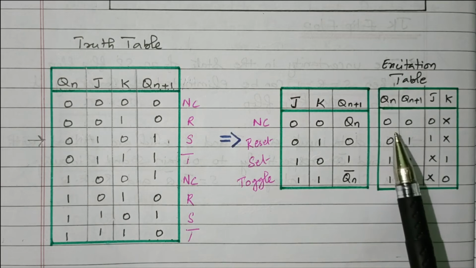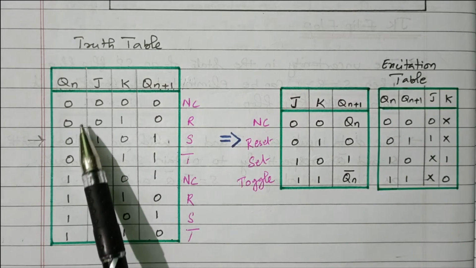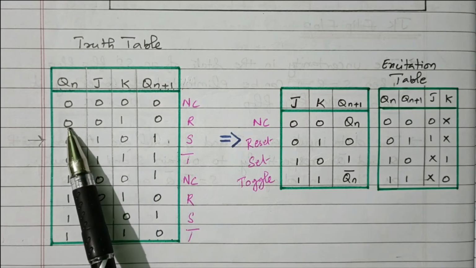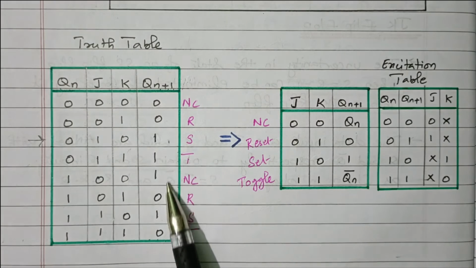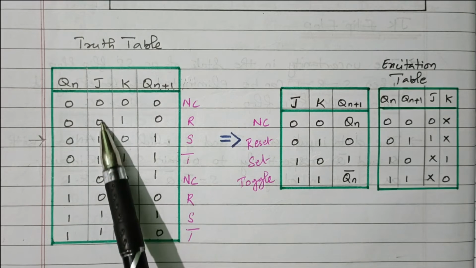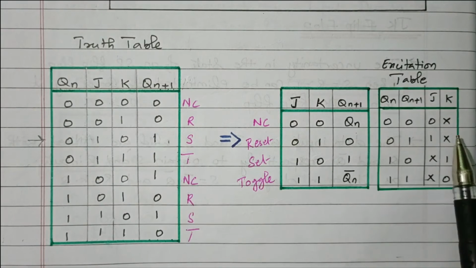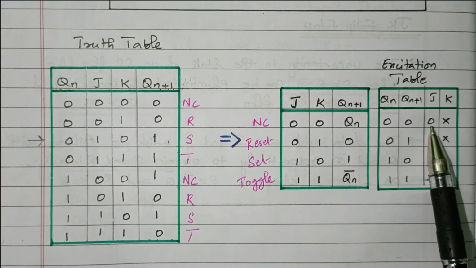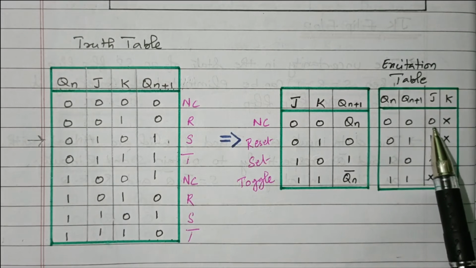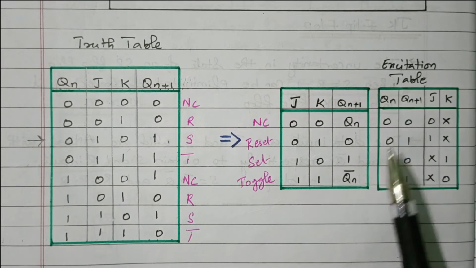Now we'll verify this. 0, 0: present state is 0, next state is also 0. Refer to this truth table. Here both are 0. Any other condition there? Here also both are 0. There is no other condition, only the first and second. In both cases J is 0, but K is 0 here and 1 there. So K may be X, but J is always 0. If you give J equal to 0, K may be 0 or 1, and the same state will be maintained.